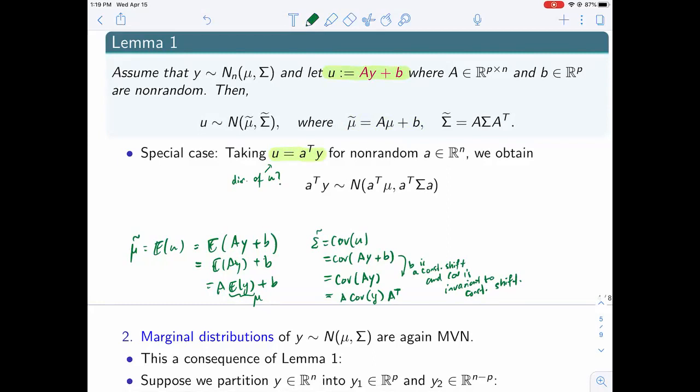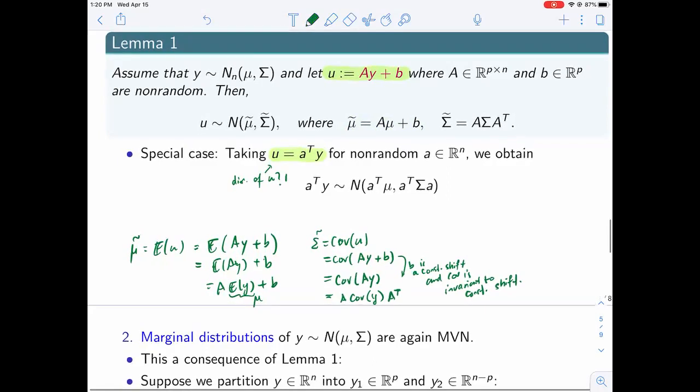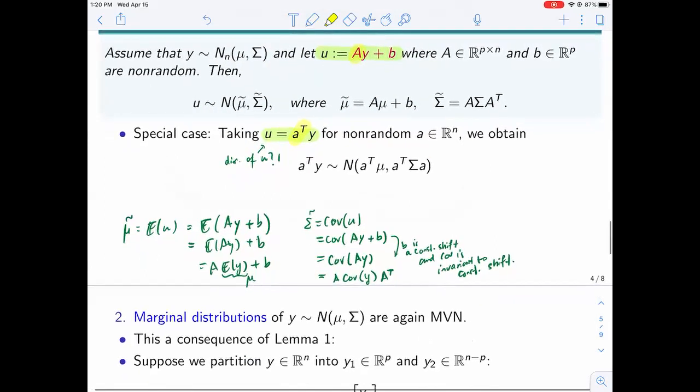So what is the dimension of U? 1. I heard 1. Yes. So it's a scalar. But this is an example of this result with A being just A transpose and B being 0. A could be a row vector; it's a matrix. So A transpose Y falls within this category. A transpose Y is an affine transformation of Y.